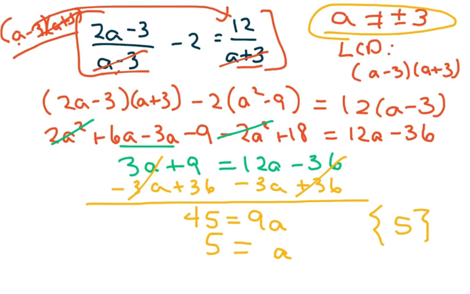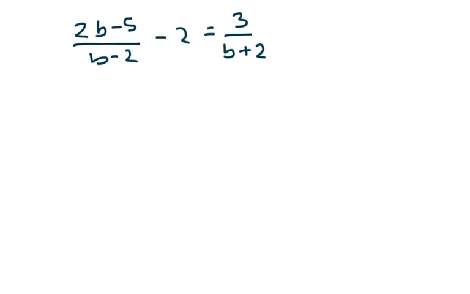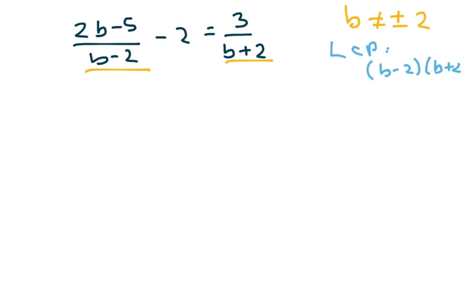Okay. The next one is very similar. So almost looks the same. So basically B cannot be plus or minus 2. Minus 2 for this piece and plus 2 for that piece. My LCD is both of those together. B minus 2 times B plus 2.